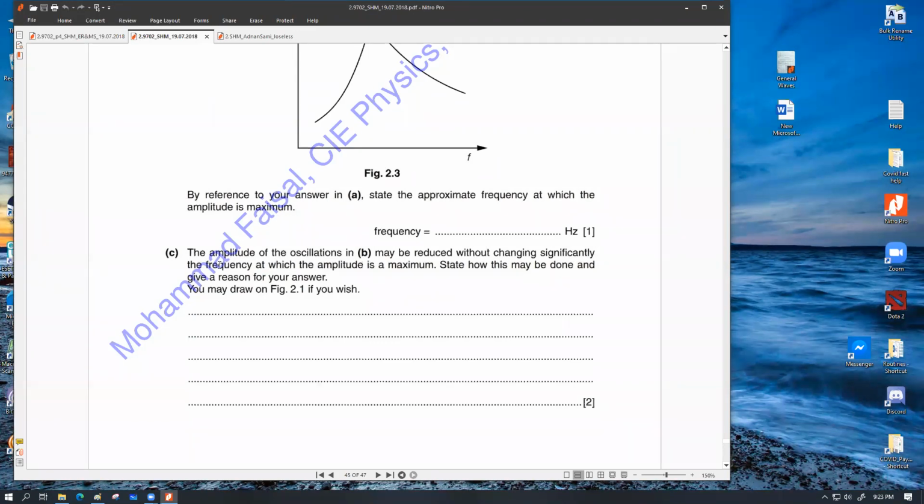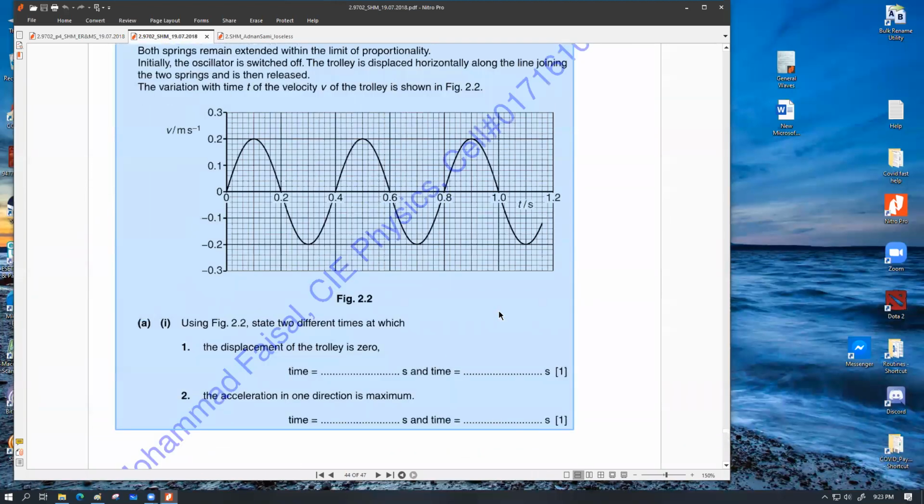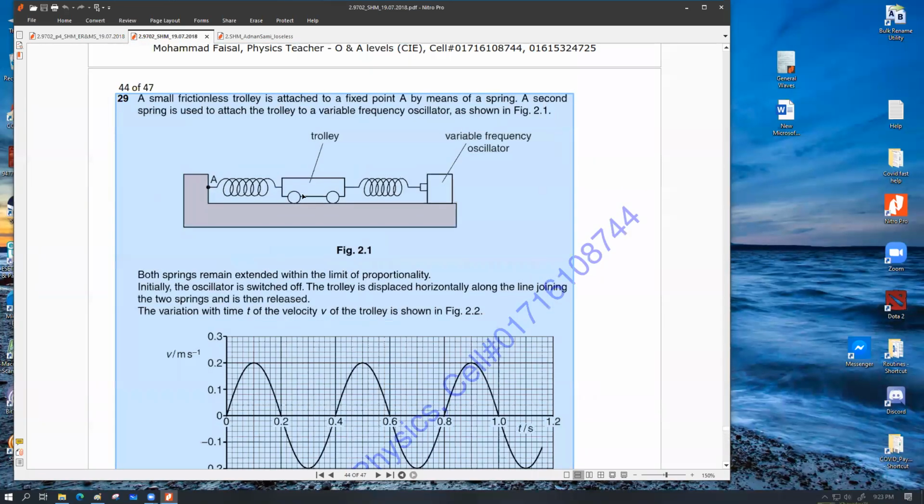I'm going to divide this question into pieces. The amplitude of the oscillation in B may be reduced without changing significantly the frequency at which the amplitude is maximum. So we are now going to reduce the amplitude but keep the same frequency. State how this may be done and give a reason for your answer. So how could we possibly reduce the amplitude on figure 2.1?